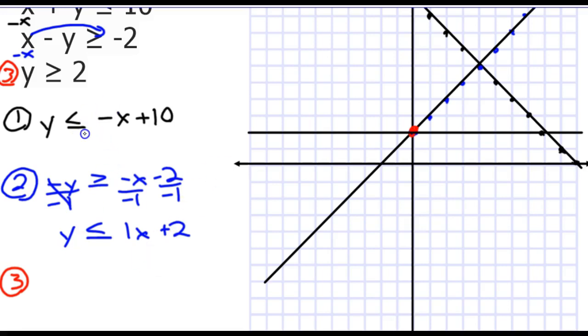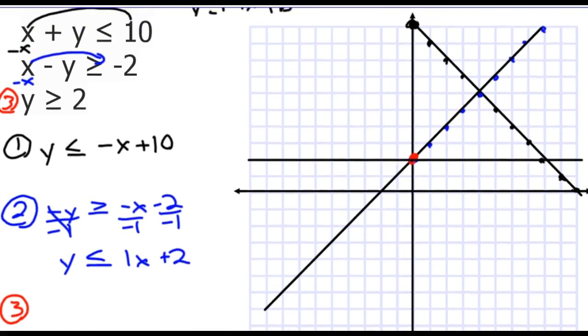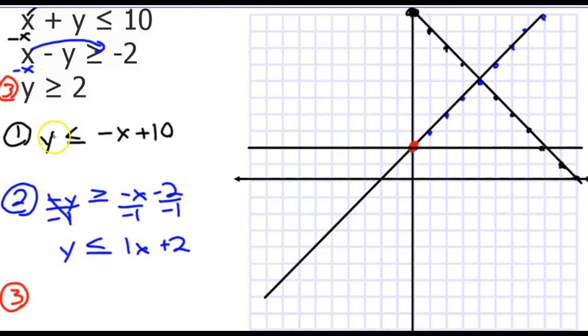Now, we need to test these. So what we're going to do is find a point that's not on the line, and test it to see if it's true. Now 0, 0 is not on my first line. So I'm going to put in 0 is less than or equal to negative 0 plus 10. Now I can't have a negative 0, so it's 0 is less than or equal to 10.